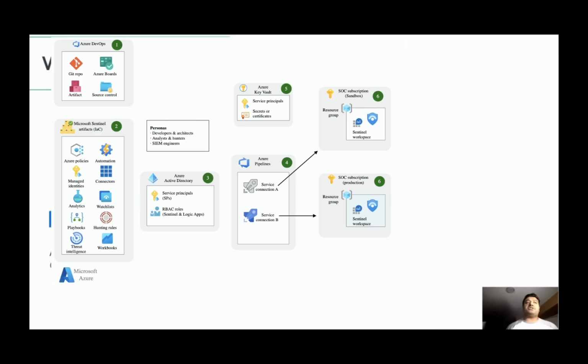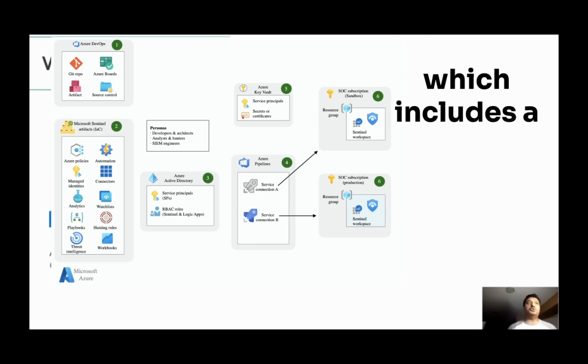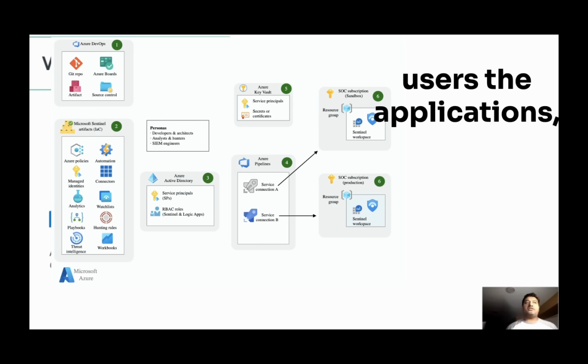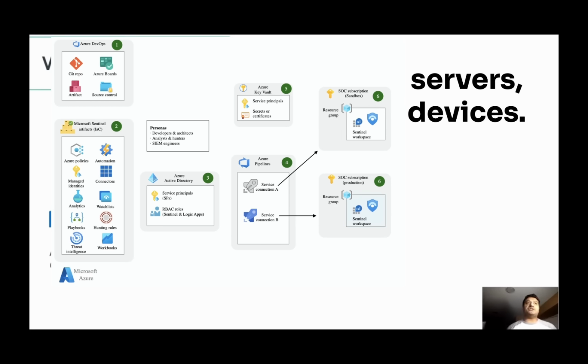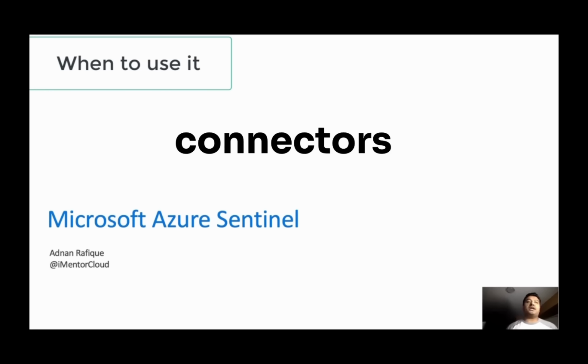We'll look into that. Basically, Azure Sentinel collects and aggregates the data from all sources, which includes users, the applications, servers, devices, and they can be anywhere, maybe in cloud, on premises, hybrid environment, and it has built-in connectors which can easily bring on board the select solutions. We'll look into that. What are those features available? And it can coexist with your existing tools and through REST API, through connectors and all that.